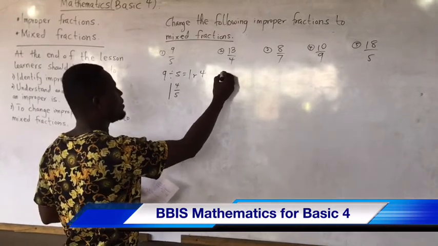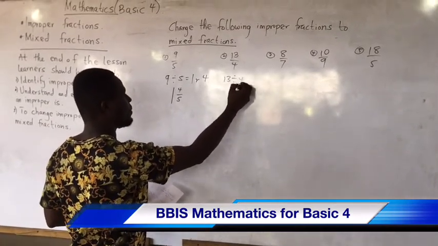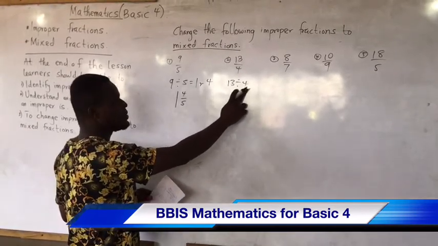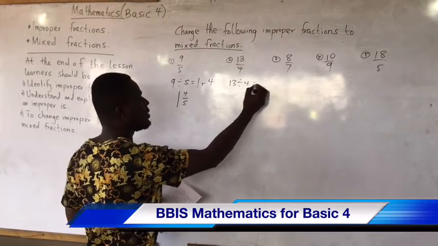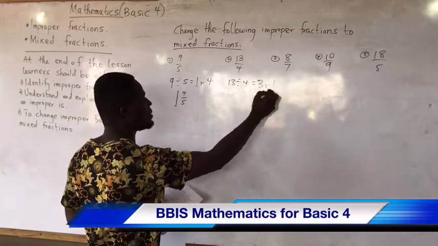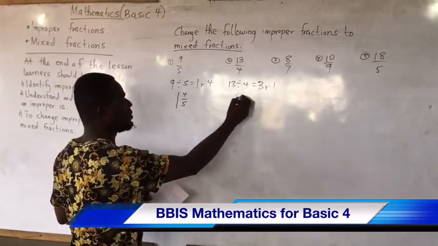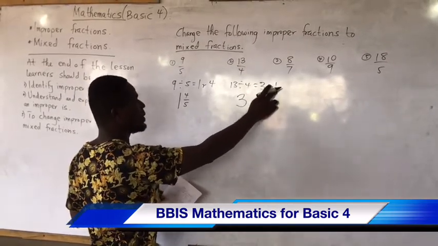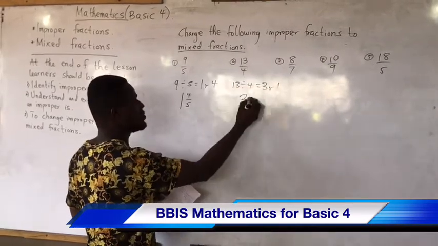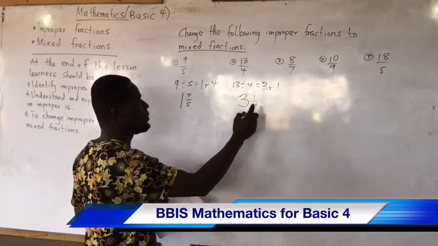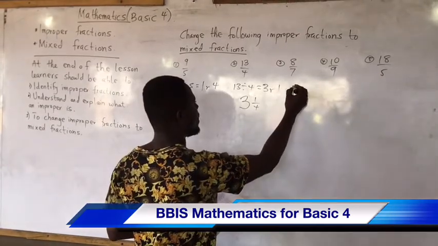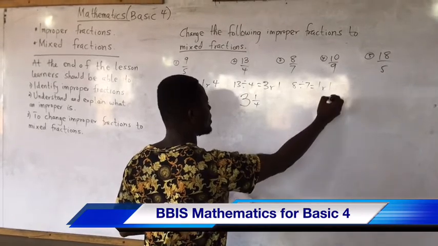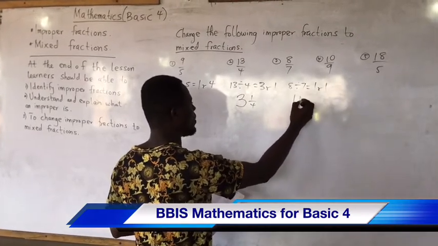Question 2, 13 divided by 4. If 4 people are to share 13 mangoes, each person is going to receive 3, remainder 1. So we have 3 whole number, then we divide the 1 by the denominator, which is 4. So we have 1 divided by 4. Question 3, 8 divided by 7. Each person is going to get 1, remainder 1. So we have 1 whole number, and 1 divided by 7.